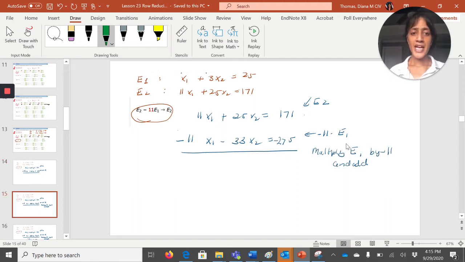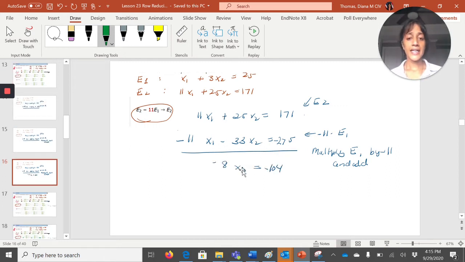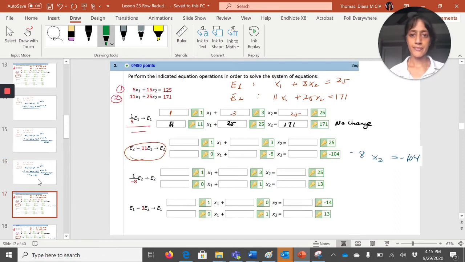That changes some of the signs when I do that. I took the 3 and multiplied it by -11 and I get -33. I took the 25 and multiplied it by -11 and I get -275. I have to make sure to do this all the way across. And then I add, and I get -8x2 is equal to -104. That's my new E2. E1 won't change. It's E2 that's going to change. Whatever is after the arrow is what changes.